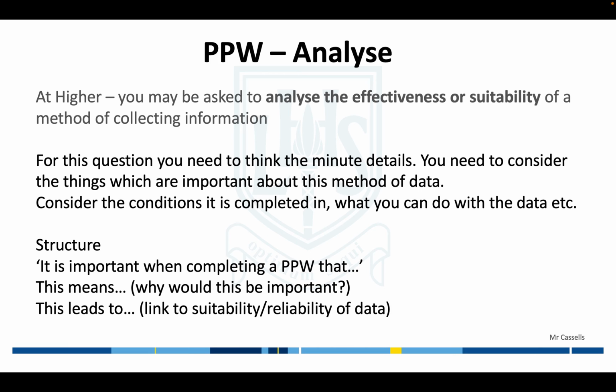Now, we're going to answer using the 3I structure, so we're going to identify something, we're going to give a really specific, minute detail about the profile wheel. We're then going to give the implication, so what could that mean? Why would it be important? And then in the last part here, we're going to then give the impact. What does it lead to? And for this particular question, it's going to be about the suitability or the reliability of the data.